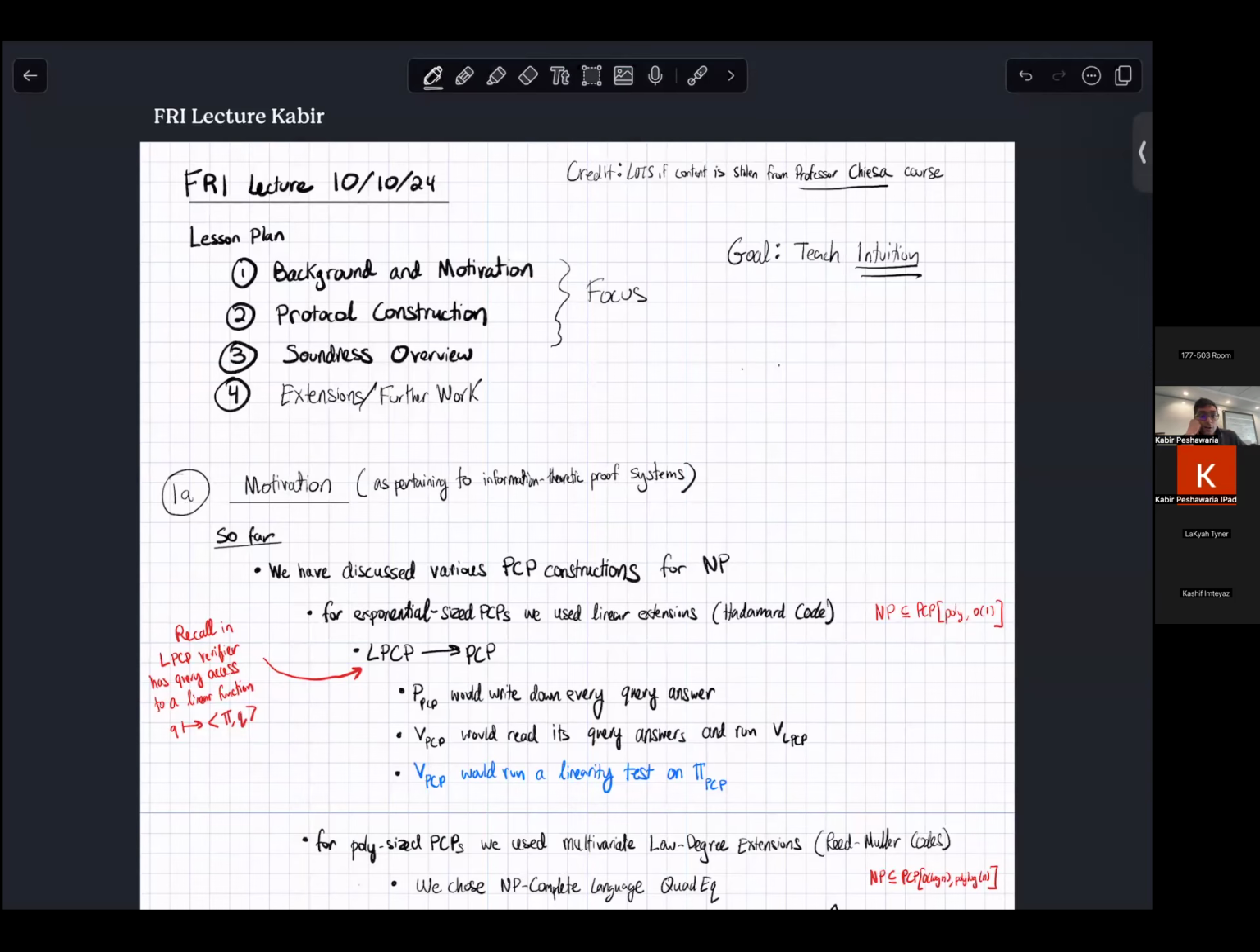Before we start, I want to really clearly lay out what my goals are and also give some credit. A lot of this slide content is pretty much stolen directly from Professor Chiesa and his course.